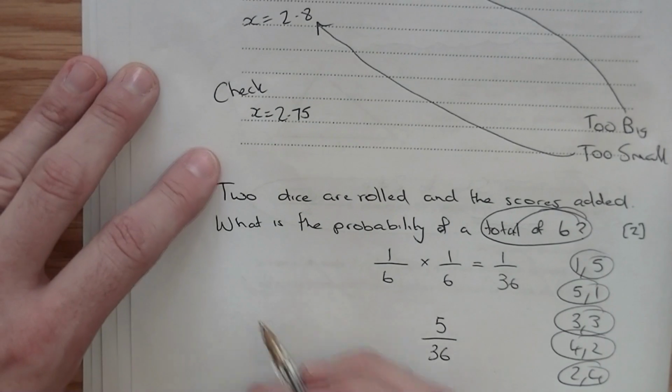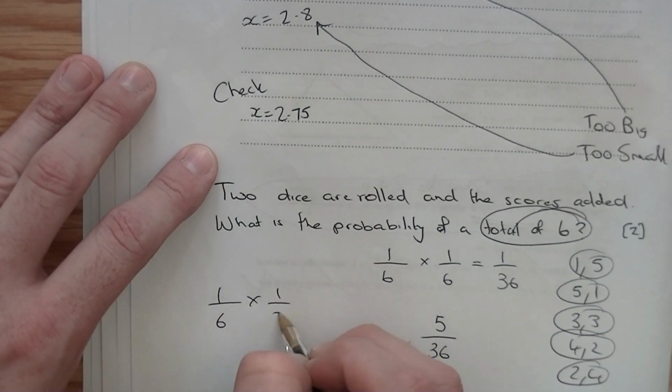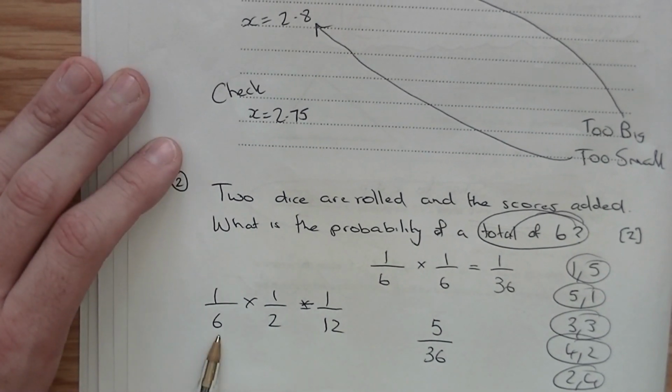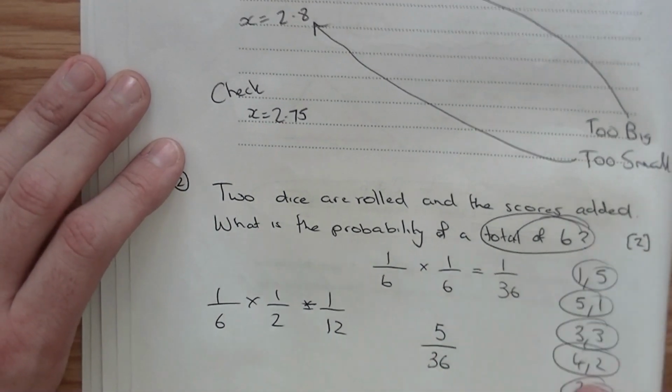Whereas if it's a dice with a coin, every combination has a 1 in 12 chance of happening. 6 things on the dice, 2 things on the coin.